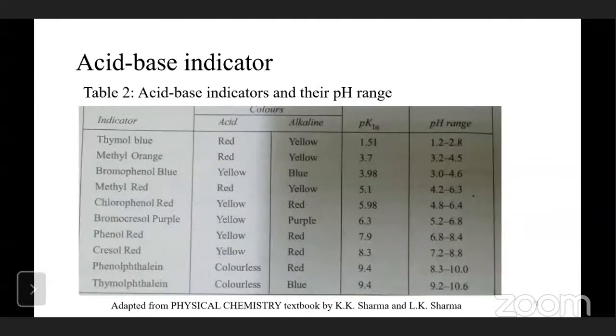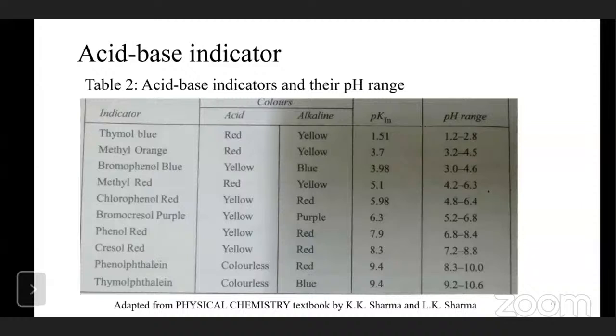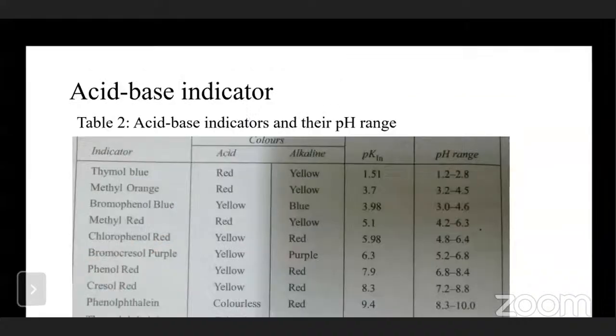All right, look at this table 2. This table talks about the acid-base indicators and their pH ranges. I hope this is clear to you from the other end. We have thymol blue. They are essentially dyes. Methyl orange, bromophenol blue, and so on. We have phenolphthalein also.